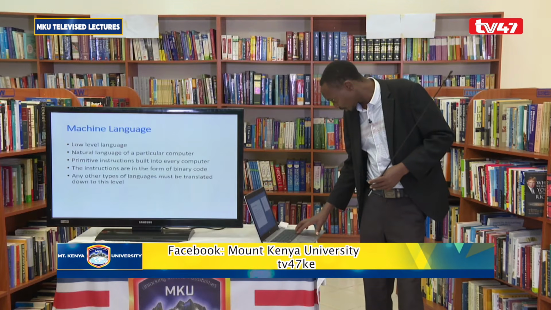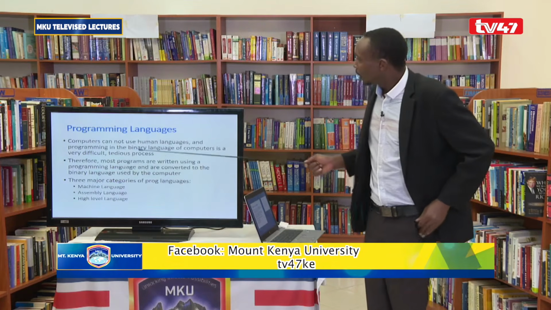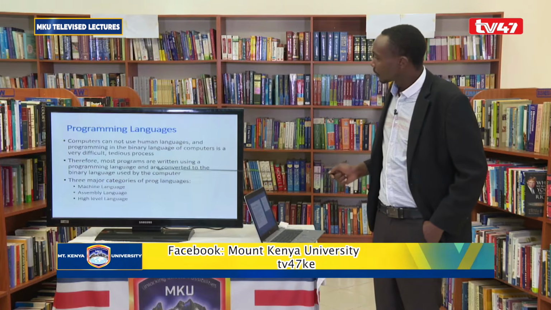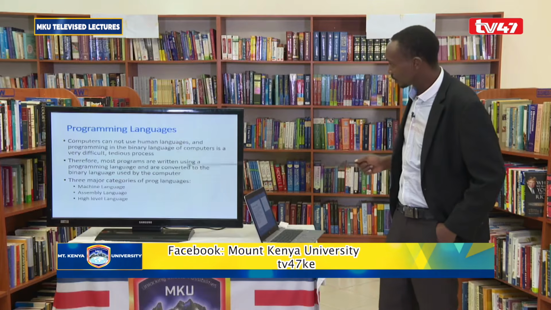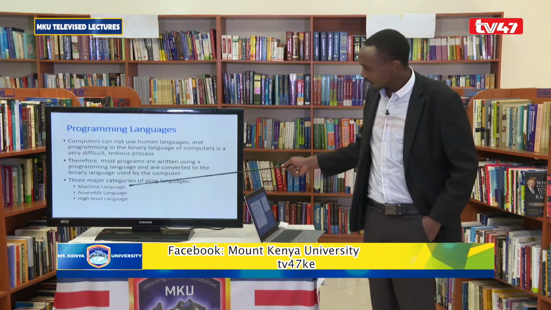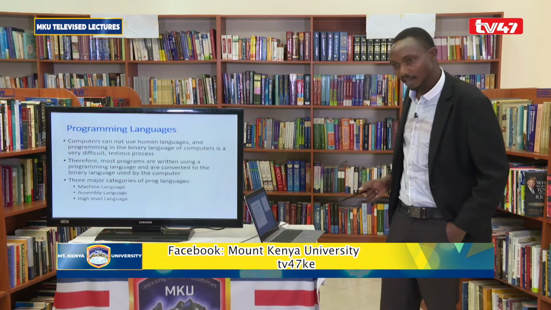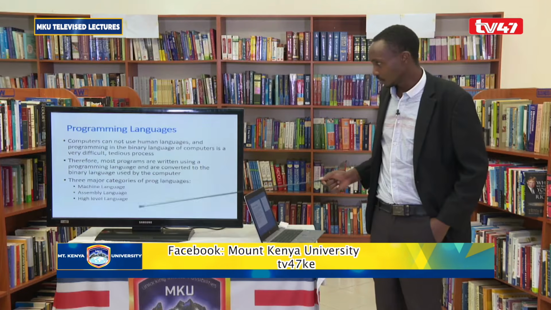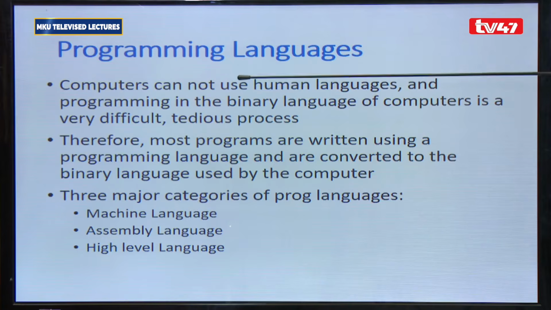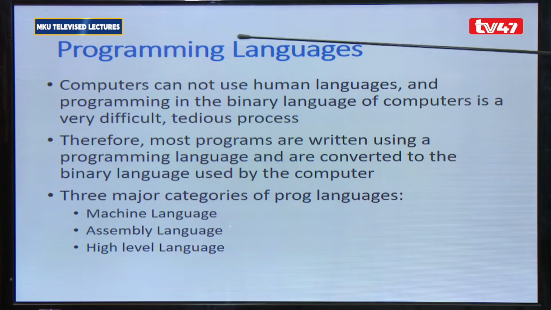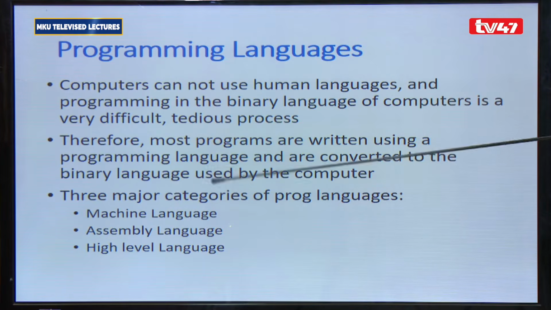So we have mentioned machine language. We shall still come back there. Programming languages, we program so that the computer can perform something. We have mentioned that machine language is that particular language that the computer understands. But is that the language that we are going to use? No. So it is important for us to understand the underlying concepts of programming languages, because we don't use machine language to code.